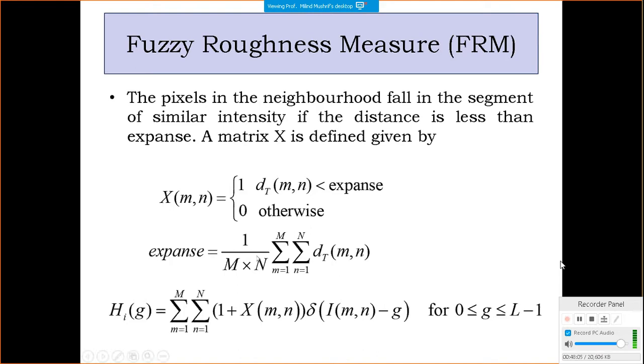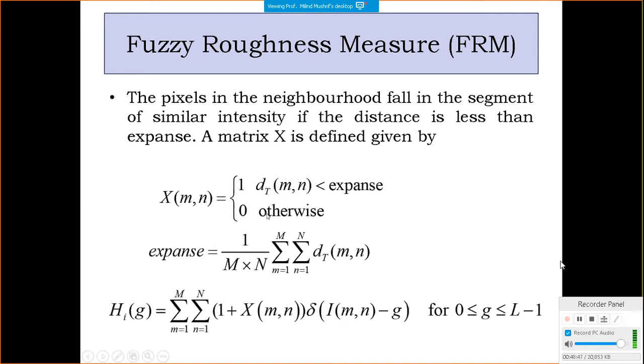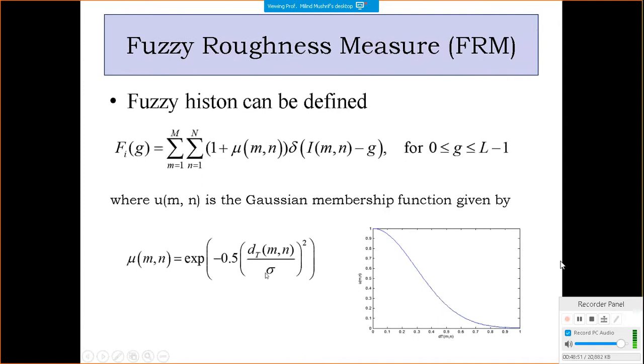Later on we modified this matrix and defined what is known as fuzzy histon. In this fuzzy histon, the matrix is calculated using a Gaussian membership function, where sigma is the variance of the dt(m,n) matrix. So instead of a binary matrix of the same size as the image, we get a matrix where the values are in the range of 0 to 1. This is called a fuzzy Gaussian membership function. It is used for computation of histon, so it is called fuzzy histon.